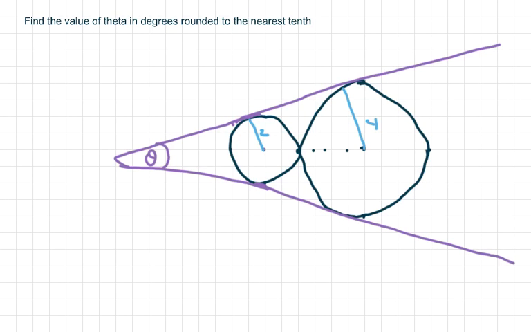Hi everyone. We're going to find the value of our angle theta in degrees, rounded to the nearest tenth, of this figure here. So we want to know what theta is.